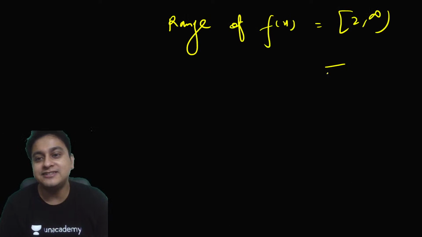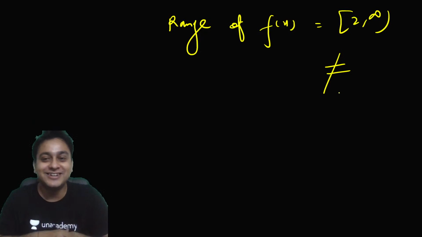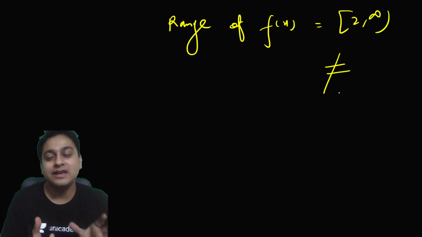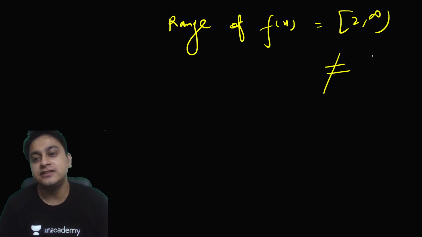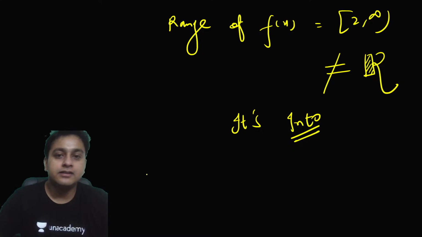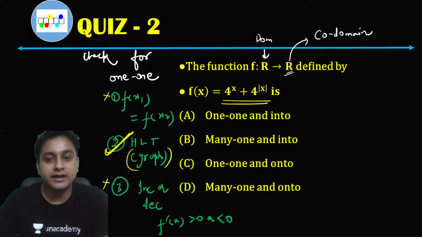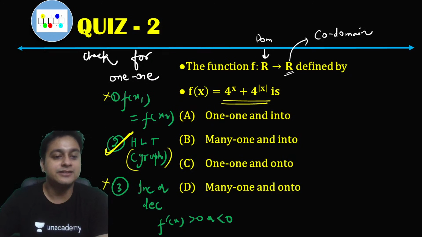So graph means it will give you one arrow, 2 shots, right? Here you can check very clearly that the range is not equal to the real number system. So that's the reason why it is into, not onto. Got it? Simple as that. So guys, many one and into is the answer. Great. Understood. Very good question, right? That was a good question.